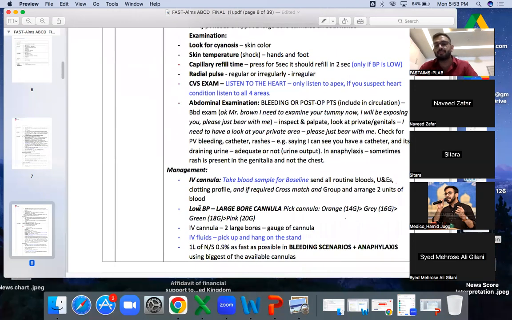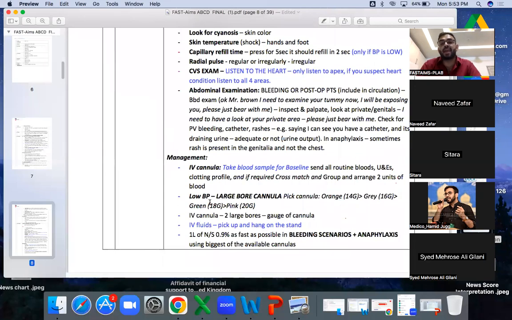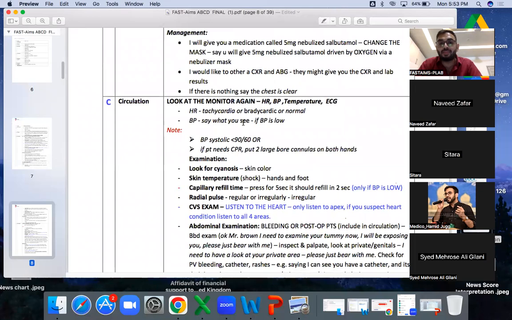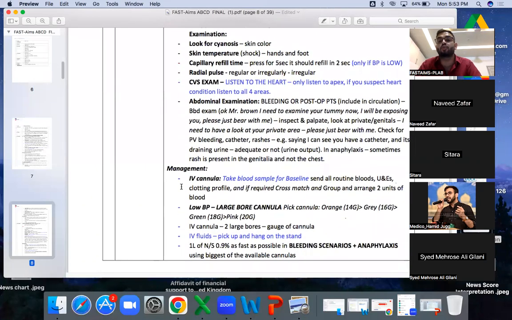Okay, then it comes to the management. After looking at the monitor and doing the examination, what you are going to do is pass a cannula. You have to pass an IV cannula. Which IV cannula will depend on which condition it is. I have already explained it. If you need to give a lot of fluid, you will use as large a cannula as you can. Otherwise, a pink IV cannula. Okay. After passing the cannula, you will do the commentary.